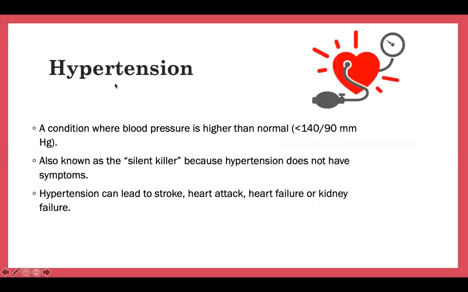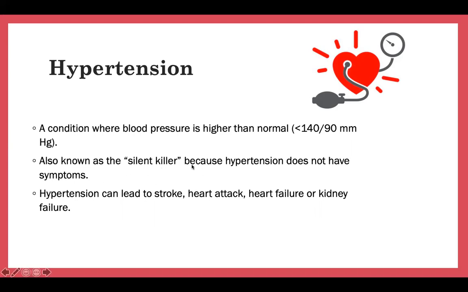Let's talk a little more about hypertension. So it's this condition where blood pressure is higher than normal. On the previous slide, I had 140 over 80. It can be 140 over 90. Once you start to exceed 120 over 80, then you're looking at that hypertension range.